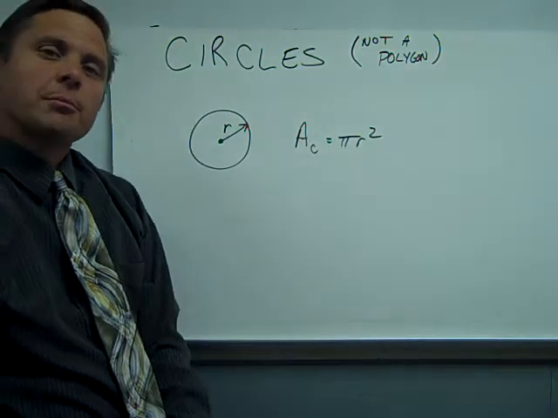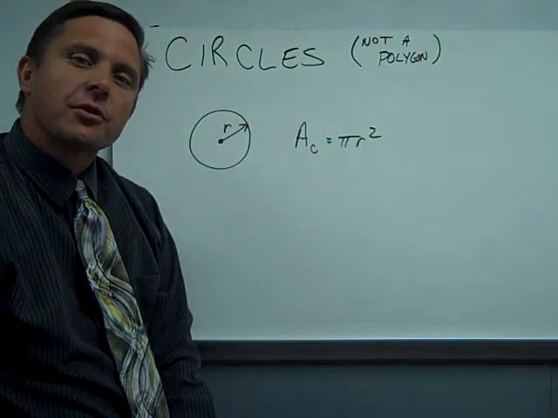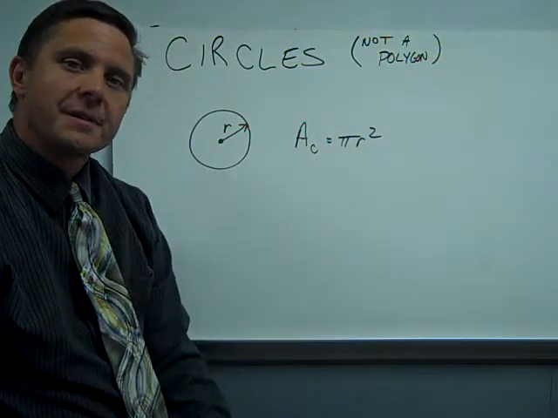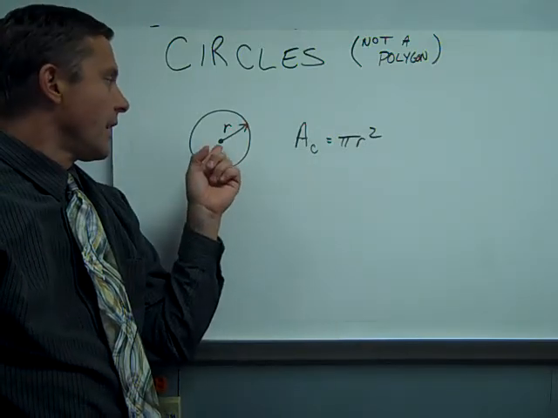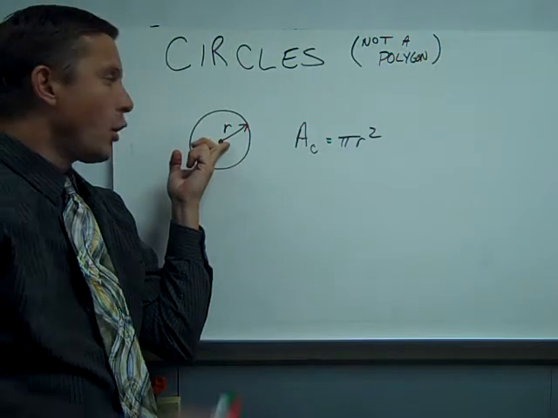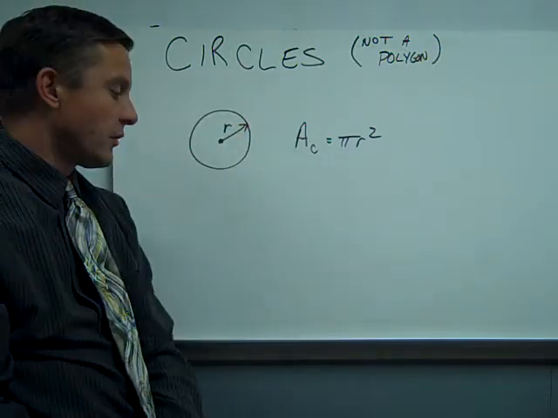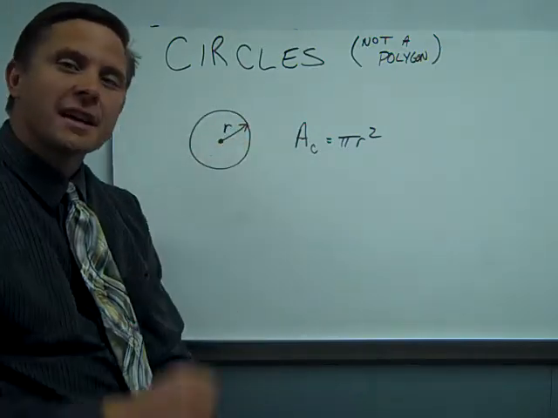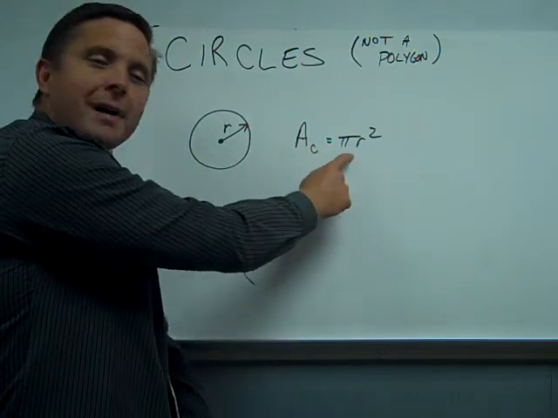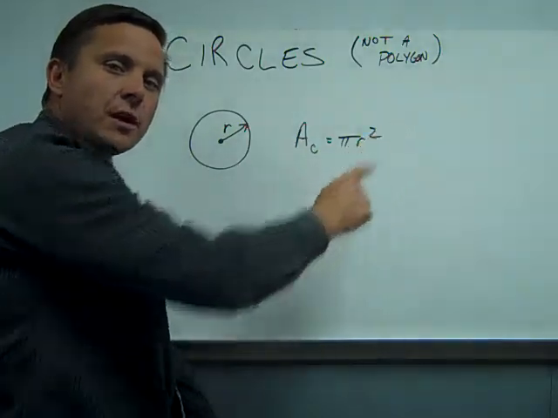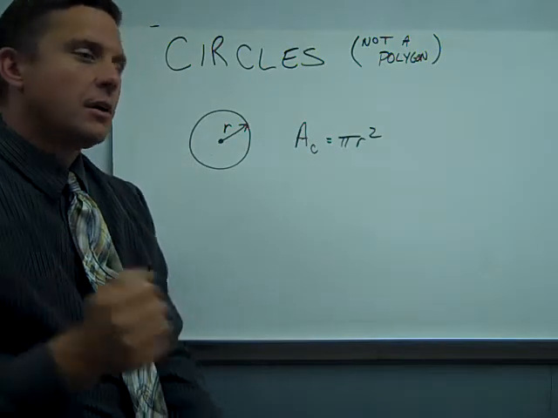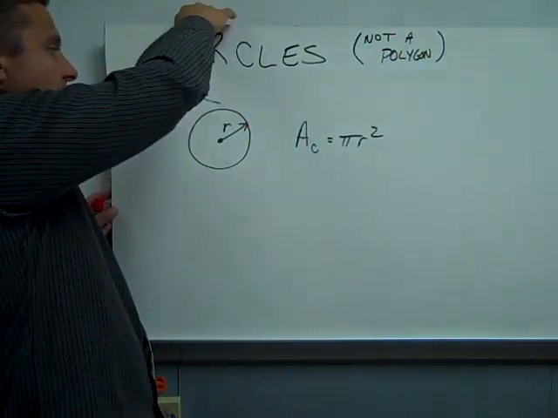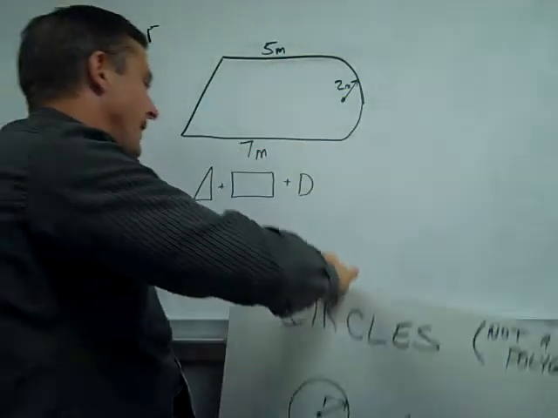So what about shapes that aren't polygons? Basically it comes down to there's a formula for just one of these: circles. And a circle, again, is a center point and all the points on the outside are equal distance. They are 1 radius away. And the area of the circle is given by the formula pi times the radius squared. So again, if we do an application problem of this, we'll put it right into a composite shape.